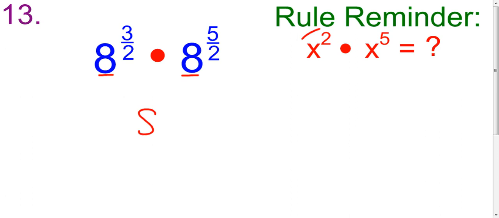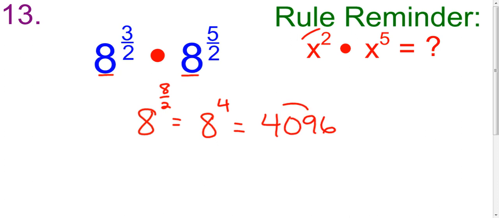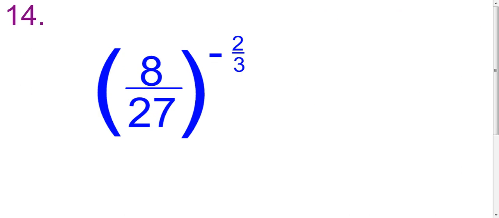Okay, so this will become 8 to the 3/2 plus 5/2, and 3/2 plus 5/2 is 8/2, which of course is 8 to the 4th power, which if you type that into your calculator would be 4,096. Not 32. 8 to the 4th power is not 8 times 4. It is 8 times 8 times 8 times 8, 4 times.